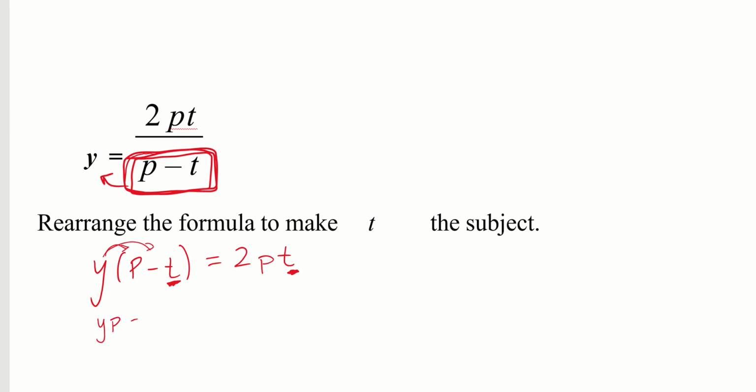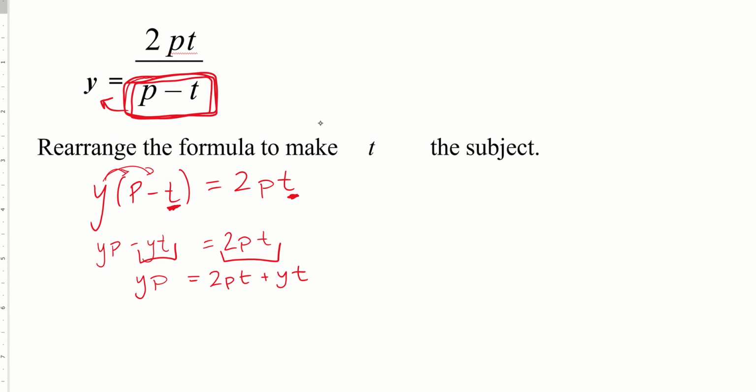yp minus yt. Now, with these, generally you put them in alphabetical order, so I probably should have py, but it doesn't matter, really. But if you were wondering, generally alphabetical order is better. Alright, now, this has got a t, this has got a t, I need them on the same side. 2pt plus yt.